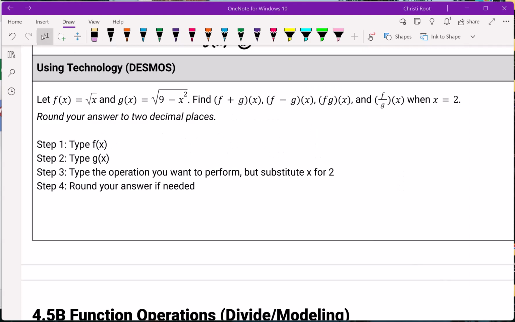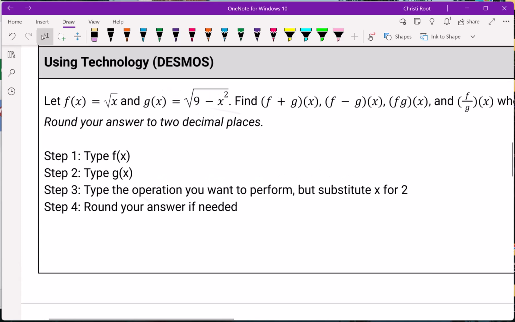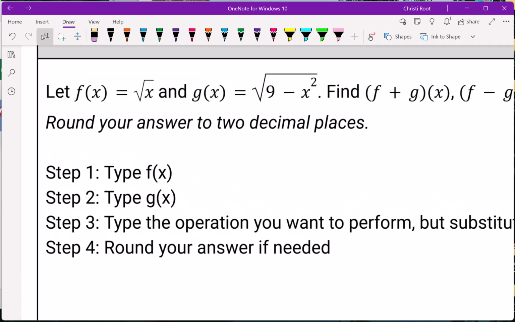Okay, so the next part is using technology, and you already have your computers open. So I need you to type in f of x and type in g of x. What you're doing is you are coding your computer. If you don't type in the function, it's not going to know what to do. So I'm going to pause it. I want to give you a chance to do that.